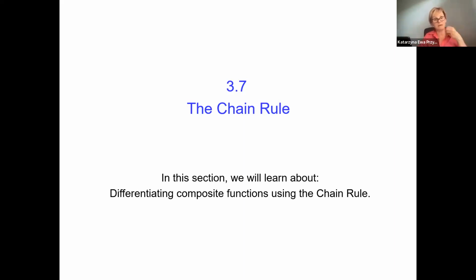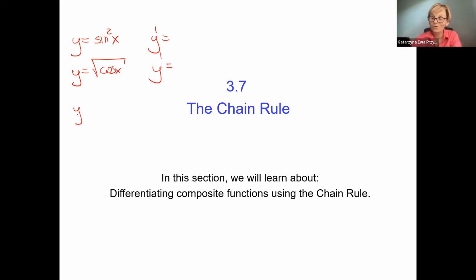This will be a new rule of finding the derivative for more complex functions. We call them composite of two functions, or compound functions. For instance, I can give you sine squared of x. What is the derivative? Or maybe another function, square root of cosine of x. What is the derivative?